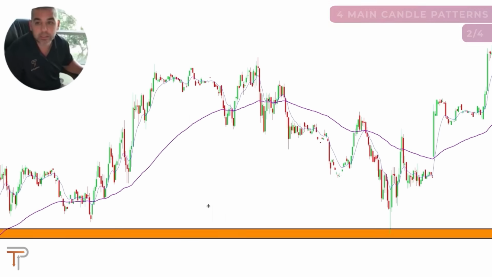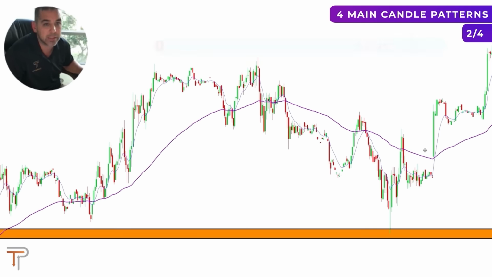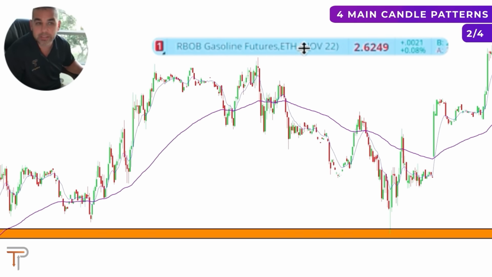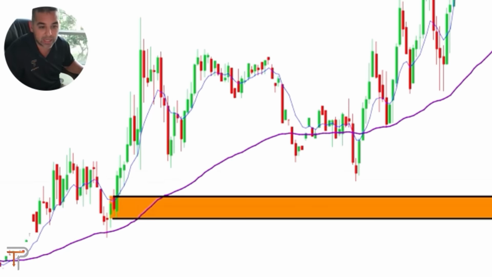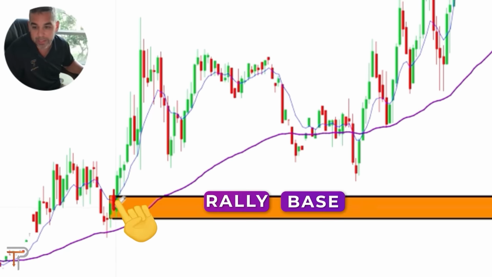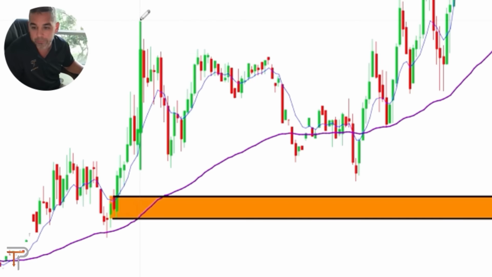All right, guys, so the next one that I have up for you is a rally base rally. Now, what you can see up here is a 15-minute chart of the gasoline futures, /RB, here on Thinkorswim. And when I go back, I can see the level that we got into, which is a rally base rally. This rally base rally has a really good move away from the level as far as continuation goes. I would like to see that third candle create a new high. Nonetheless, it does create really strong buying pressure from this area.